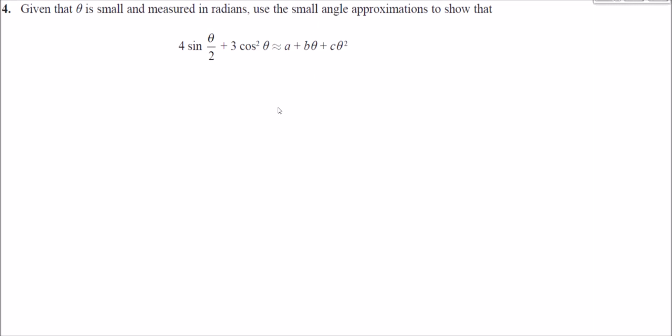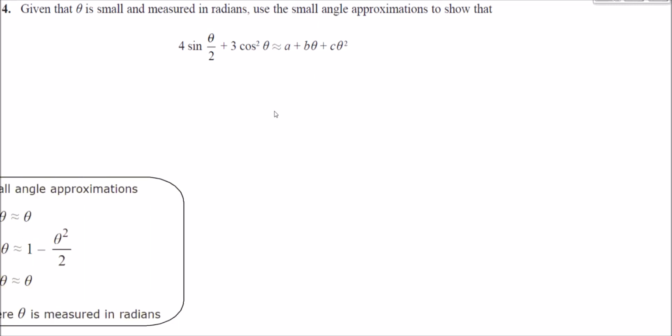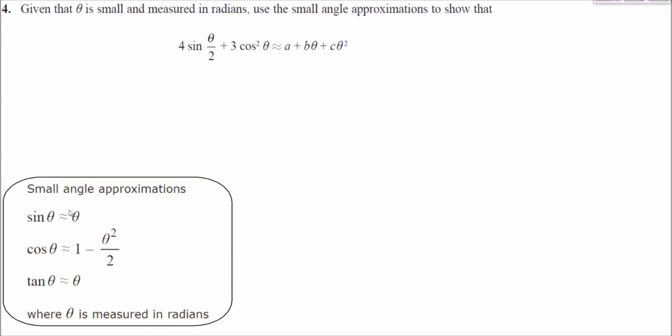So as long as you remember it's given, get your formula book out if you need to, and refresh your mind. Here they are. If it's measured in radians, which is key, it doesn't work in degrees. If the angle's in radians and it's small, typically thinking about 0.1 radians or less, very roughly speaking, then sine theta approximates to theta, cos theta approximates to 1 minus theta squared over 2, and again tan theta approximates to theta.